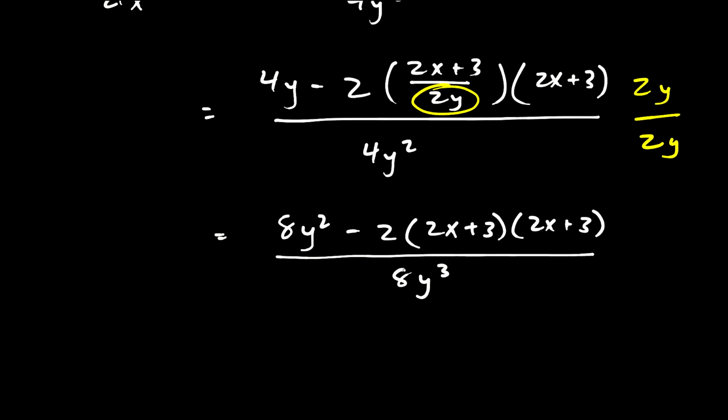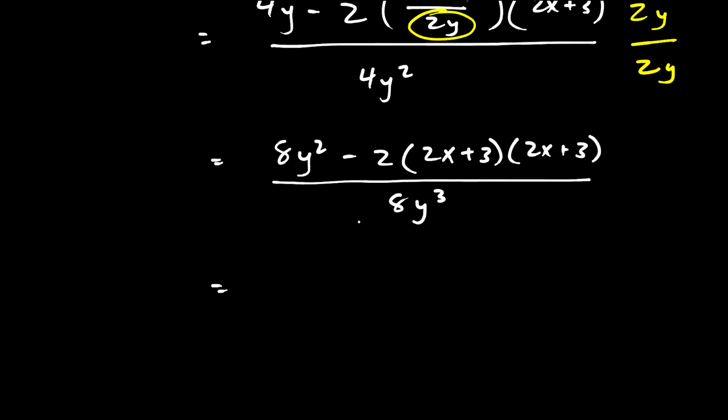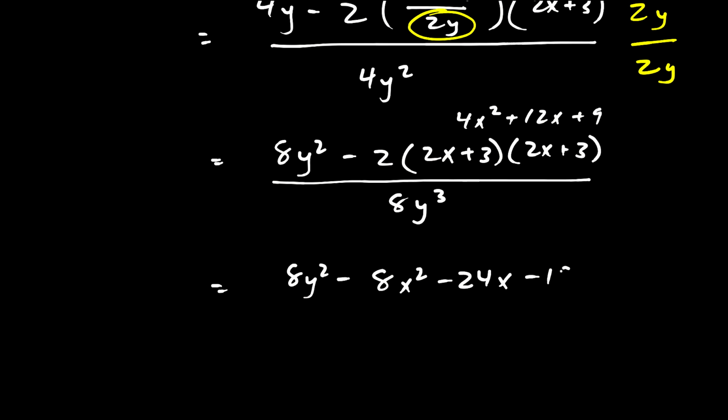So now we're going to keep going. If we clean this up, just notice we're going to have 4x squared. We're going to have plus 6x, which is plus 12x, plus 9. So we'll have 8y squared minus 2 times all that. So we'll have 8x squared minus 24x minus 18 over 8y cubed.